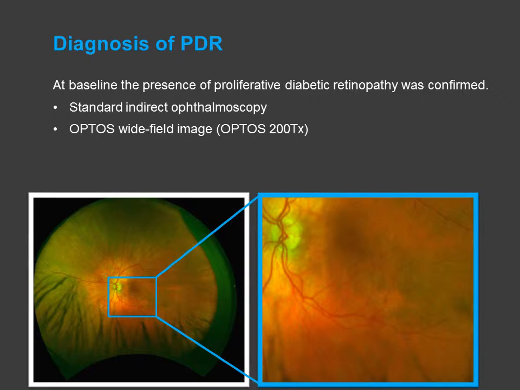Well, we needed to be sure that all the patients had proliferative diabetic retinopathy. So at baseline, we did an indirect ophthalmoscopy and a wide field image with Optos, as you can see on the picture. Here is the wide field image, just enlarged a bit, and right here we have a proliferation, the red circle indicates that.